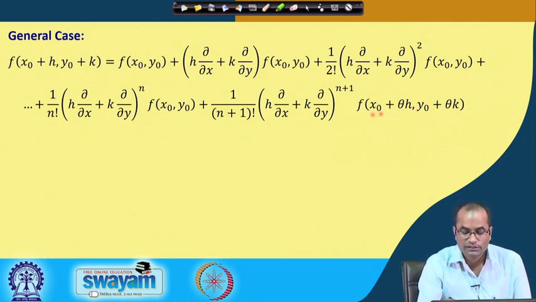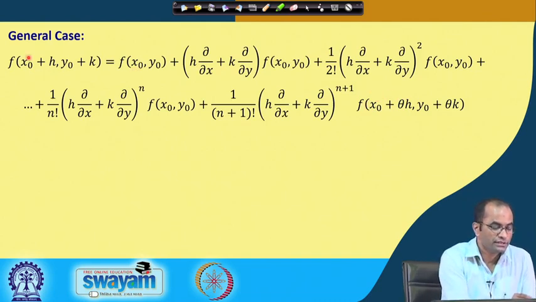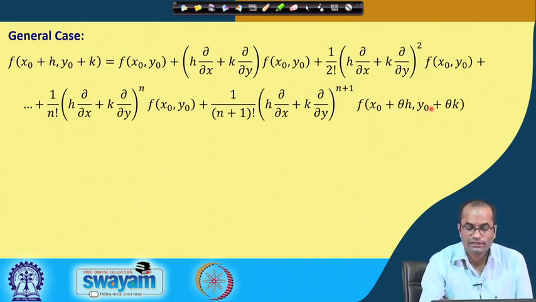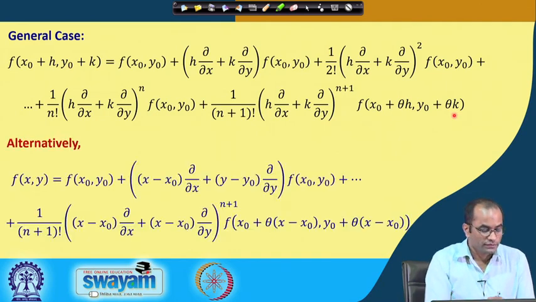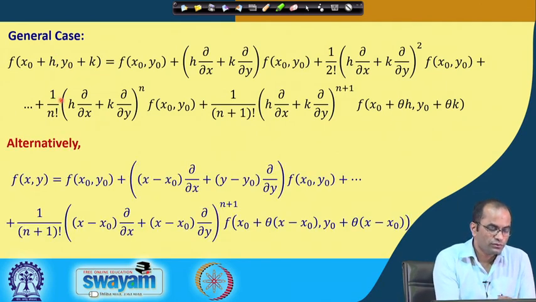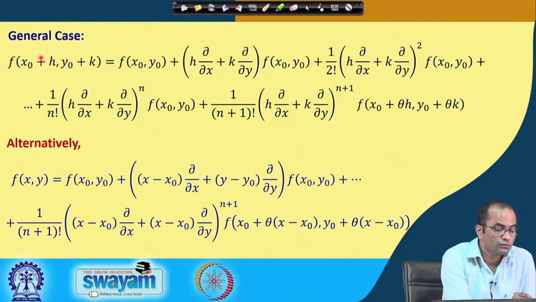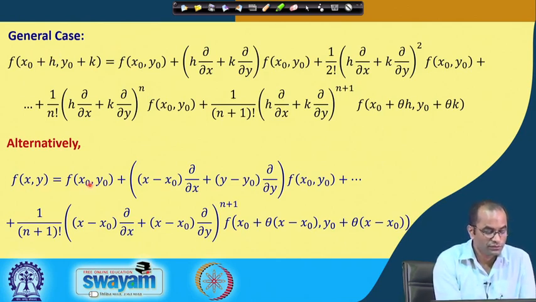So the argument here varies from x 0 to x 0 plus h, and here also it varies from y 0 to y 0 plus k, when theta varies from 0 to 1. And alternatively, we can also write this expression in terms of f x y is equal to f x 0. The only difference is that here it was x 0 plus h, and now we have the x y point here. So, this difference again.